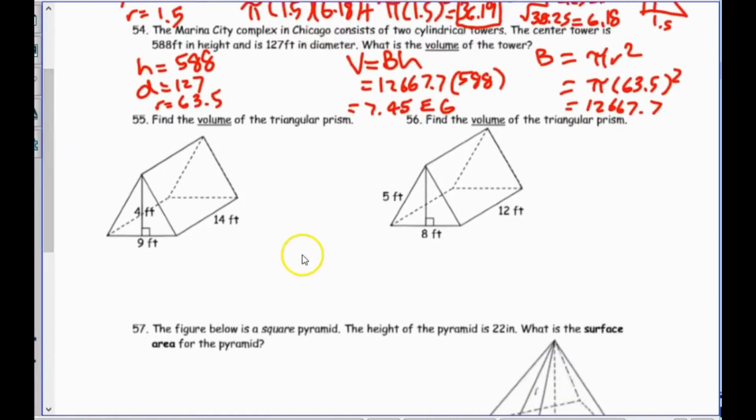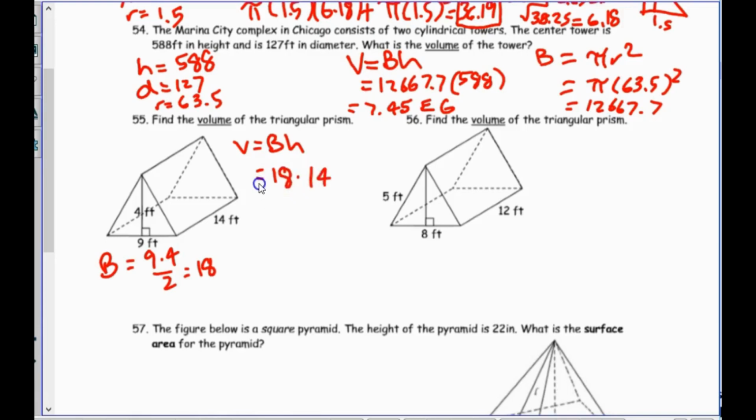Okay, we're doing volume of a triangular prism. Again, this is sideways, right? So these are both sideways. So the volume of a prism is big BH. Big B is the area of a triangle, which is base times height divided by 2. 9 times 4 over 2, which is 18. The height is sideways here, and it's 14. So it's 18 times 14.